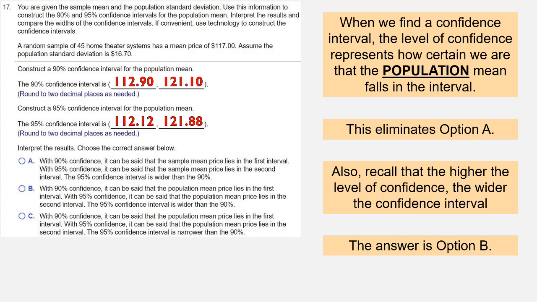With 90% confidence, it can be said that the population mean price lies in the first interval. With 95% confidence, it can be said that the population mean price lies in the second interval. The 95% confidence interval is wider than 90%. It's that last sentence that's different than part C. In part C, it says the confidence interval is narrower than the 90%, and that's incorrect. That's your answer.